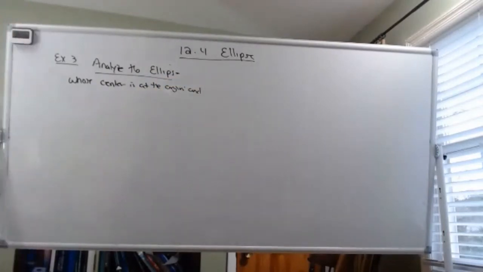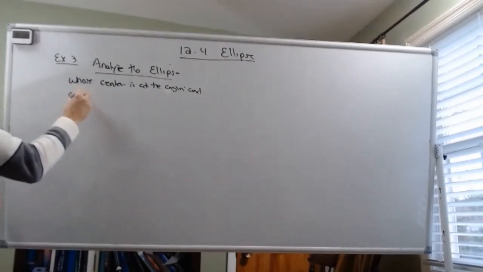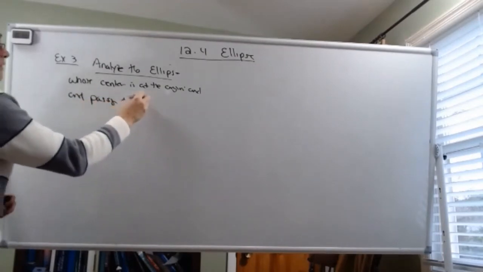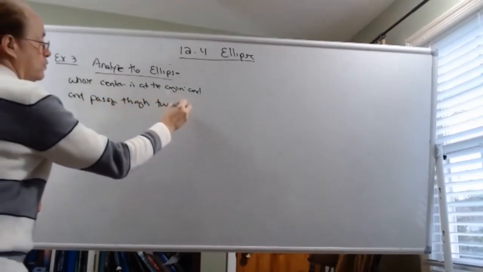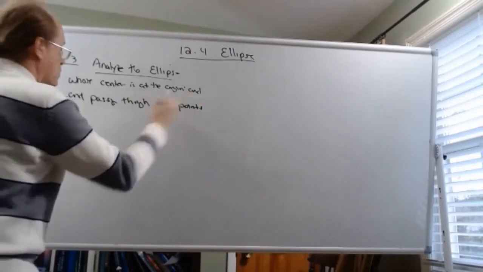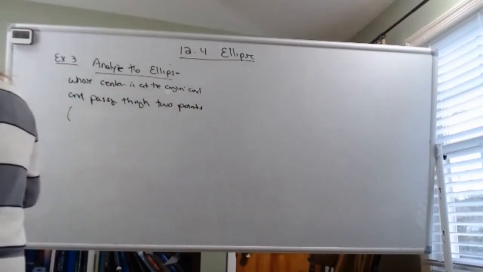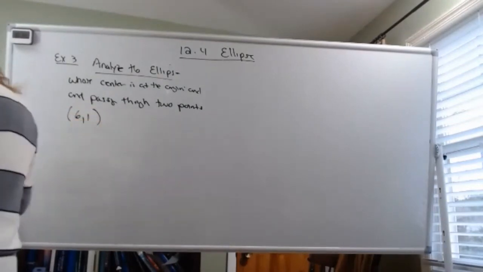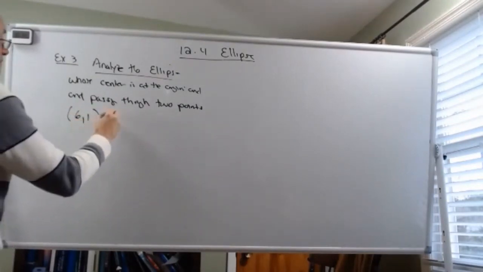And it passes through the points, passing through 2 points. And I'm going to give their coordinates. And one coordinate is going to be 6, 1, and the other coordinate is going to be 2, 3.